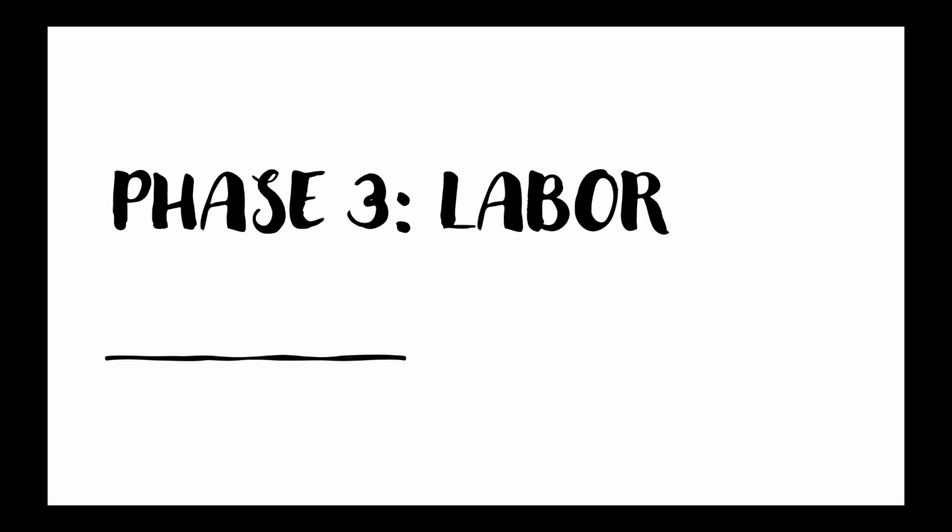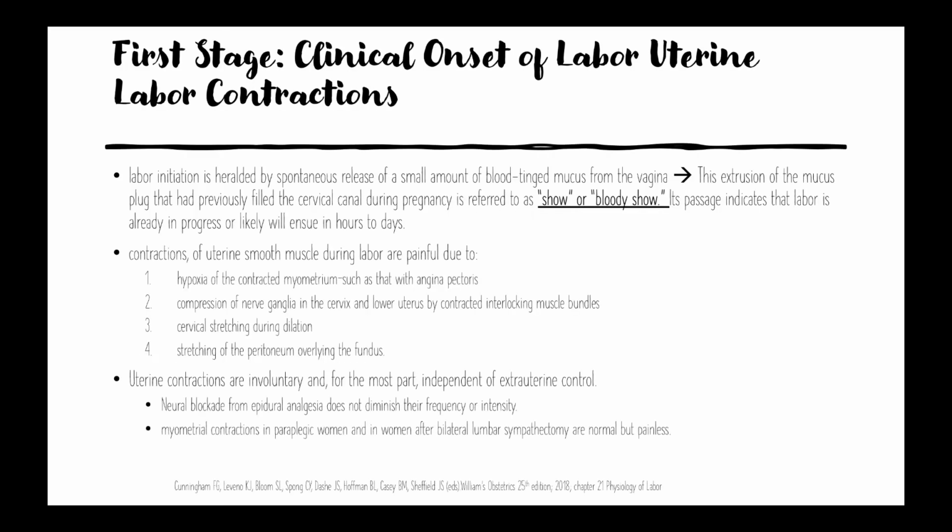Now we go to phase 3, which is the labor itself. Labor initiation is heralded by spontaneous release of a small amount of blood-tinged mucus from the vagina, and this extrusion of the mucus plug that had previously filled the cervical canal during pregnancy is what we refer to as the bloody show or the show. The passage of the show indicates that labor is already in progress or likely will ensue in hours or several days.